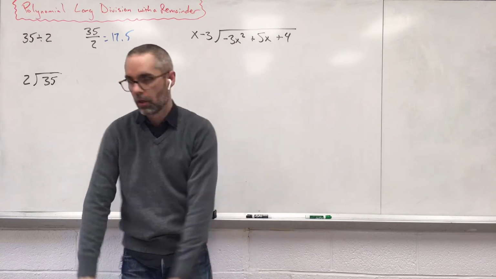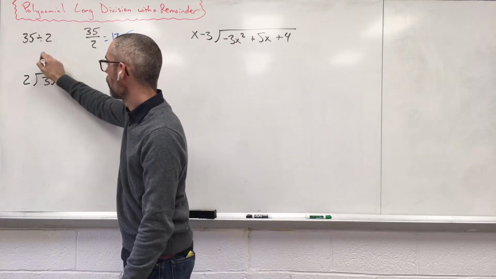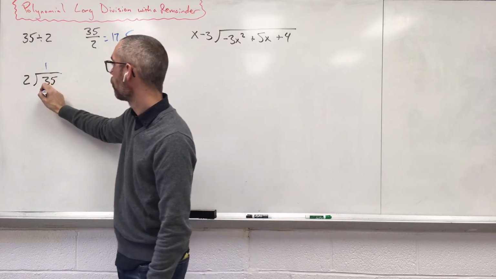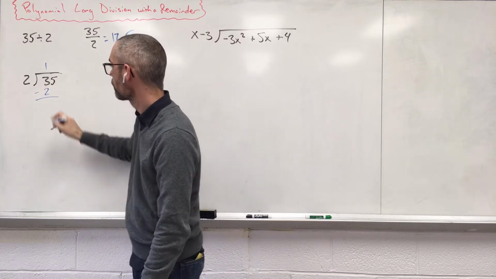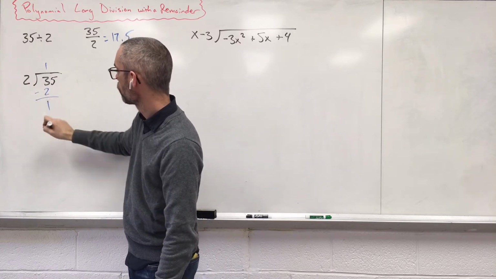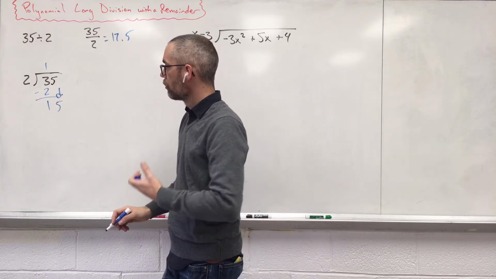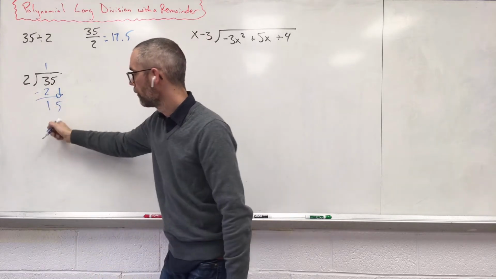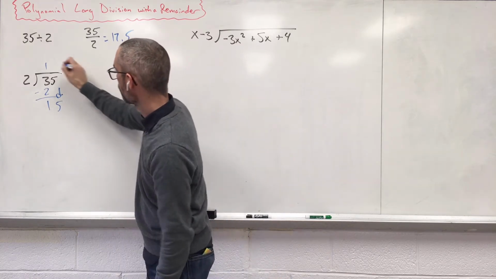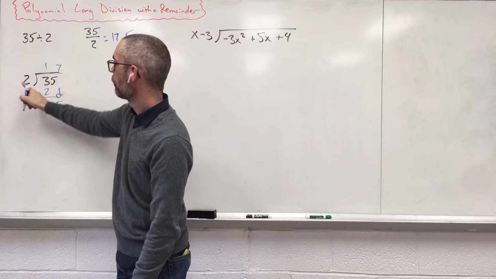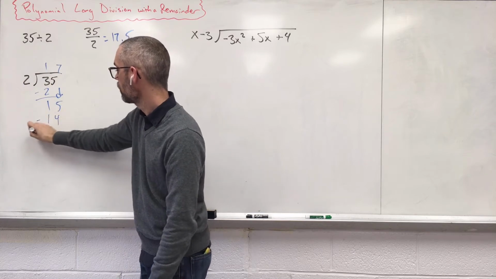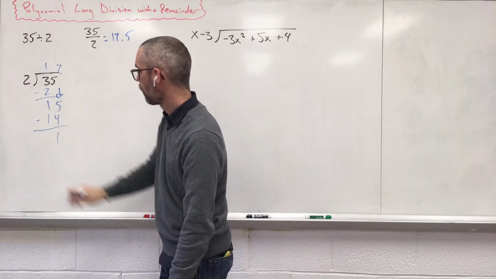understand this. So 2 goes into 3 one time. Multiply 2 and 1 gives us 2. Subtract 3 minus 2 gives us 1. Bring down the 5. Okay, do it all again. 2 goes into 15 7 times. Multiply 7 and 2 gives us 14. Subtract. We're left with a remainder of 1.